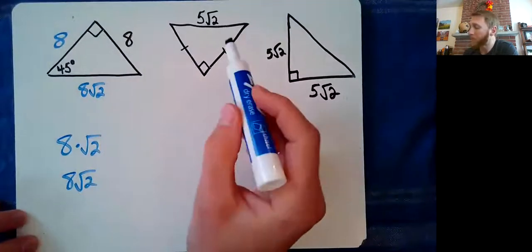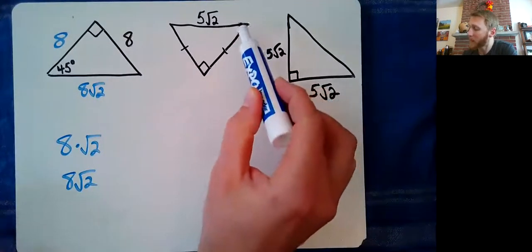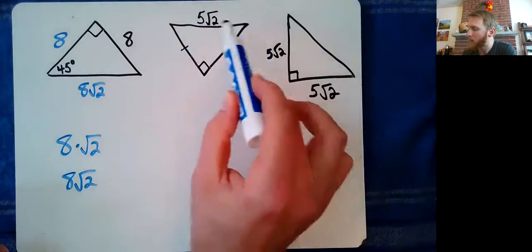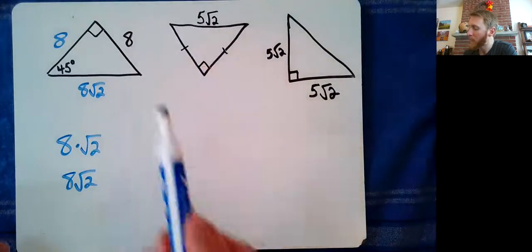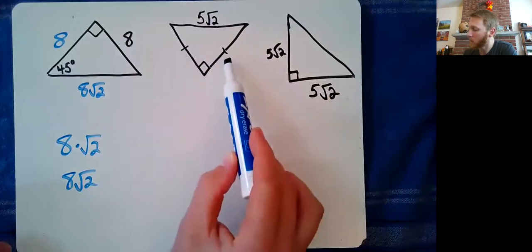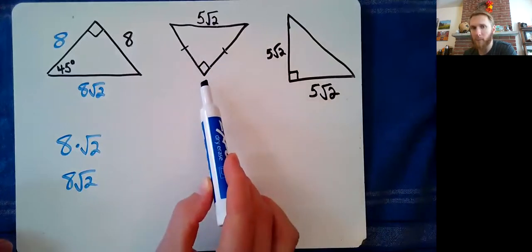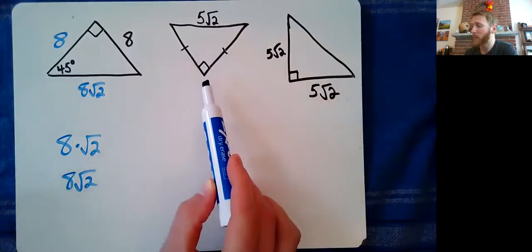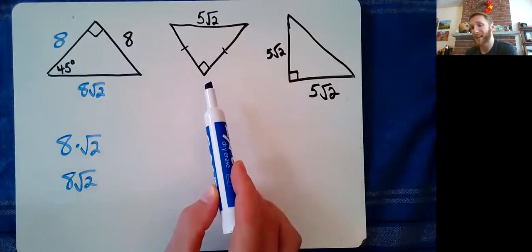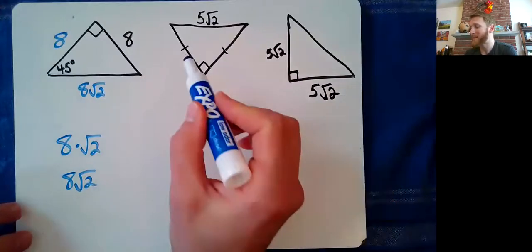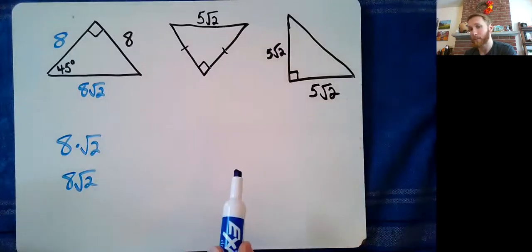Second one, let's apply it. So this time it is giving us the hypotenuse. The hypotenuse is 5 root 2, and the two legs are equal with a 90-degree angle. So again, I can identify this as a 45, 45, 90 right triangle or an isosceles right triangle, which means the two legs would be exactly the same.